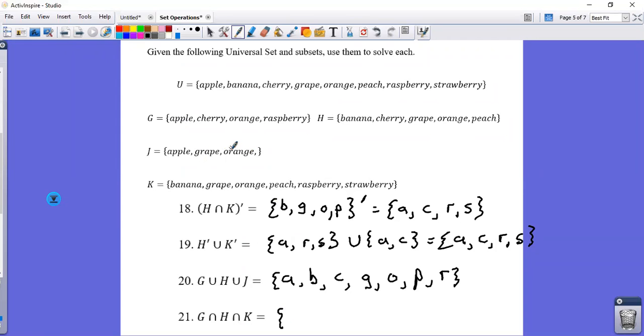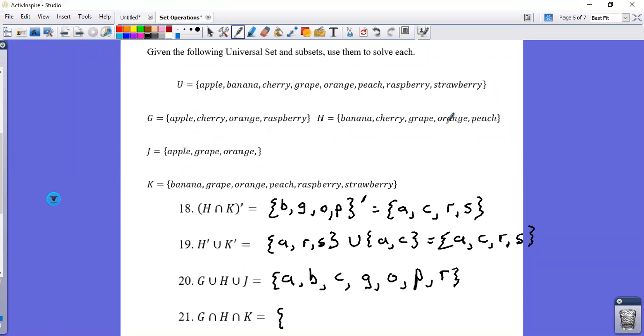Do they all have an apple? No. Do they all have cherry? No. Do they all have banana? I skipped banana, but no. Grape? No. Do they all have orange? Yes. That was next, right?